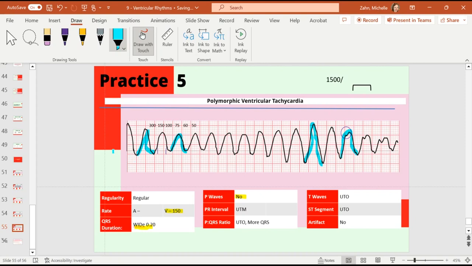Now, I would not call this a torsades de pointes because it's just not a long enough rhythm. I don't see any true twisting, any ribbon twisting, any tightening of this rhythm. So I would just call it a polymorphic VTach. And that's it for our practice strips. Hopefully you feel a little bit better at identifying those rhythms.